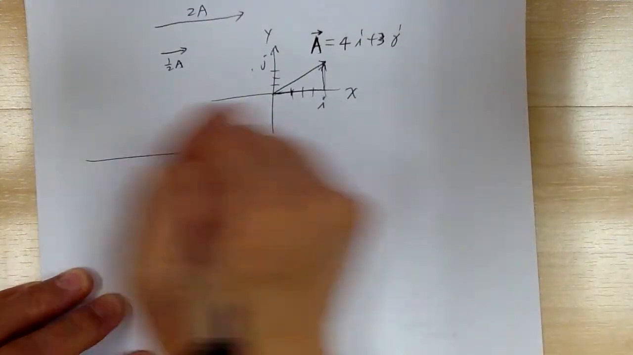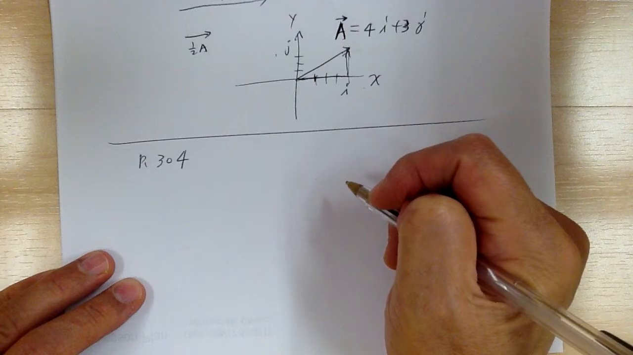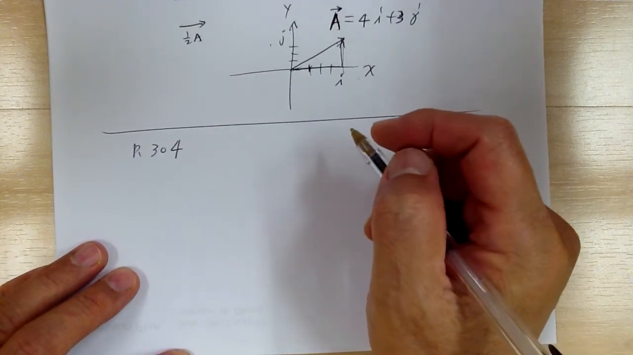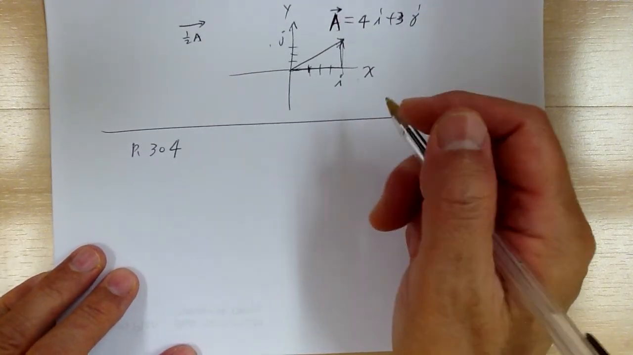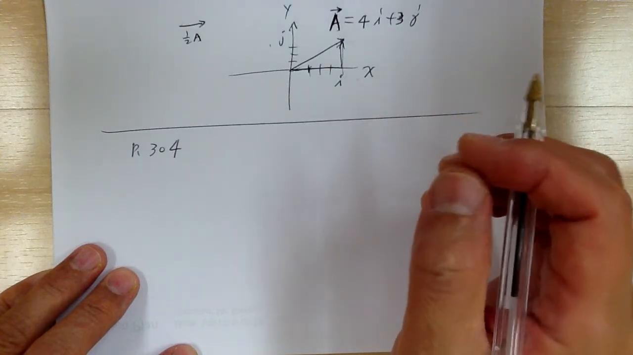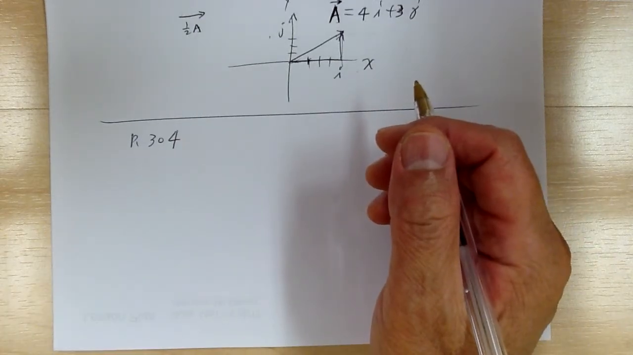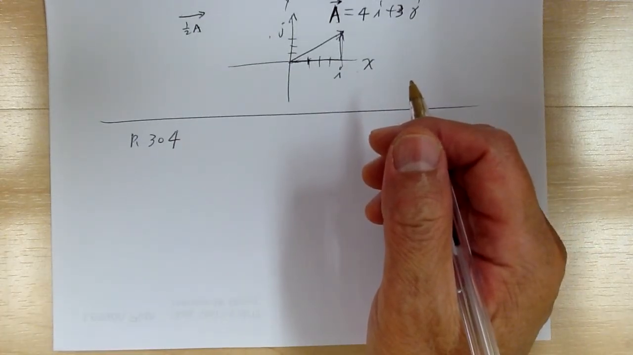Now on page 304, it has something called a unit vector. A unit vector is a vector with a length of 1 and the same direction.